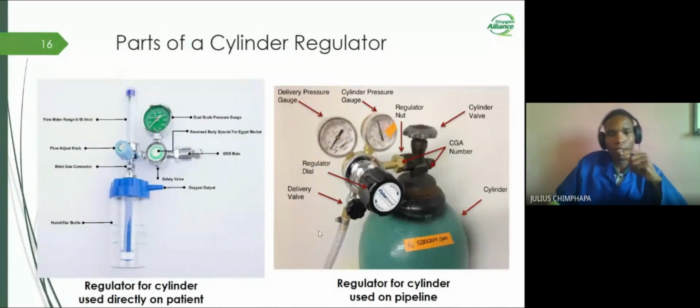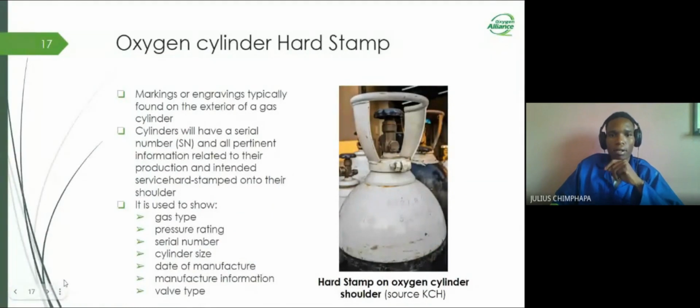And moving on, I'll explain to you the oxygen cylinder hard stamp. The hard stamp consists of markings or writings that are found on the shoulder of a cylinder. These markings carry very important information about the cylinder and the gas that is supposed to be used for that particular cylinder. So before using a cylinder, one has to check whatever is written on the cylinder to make sure that he or she has enough information about the cylinder.